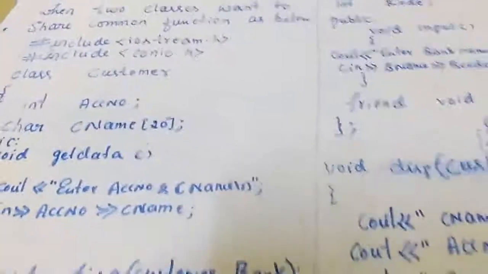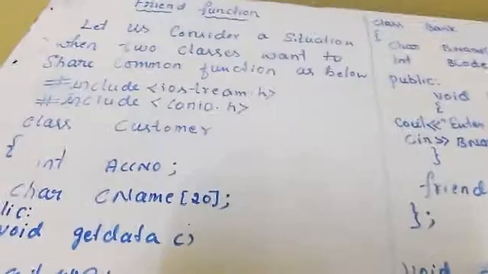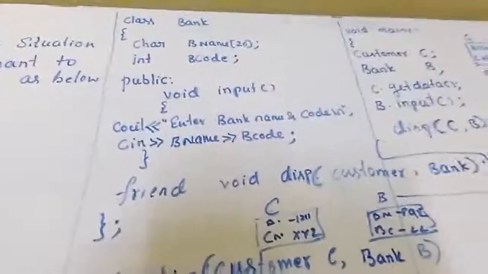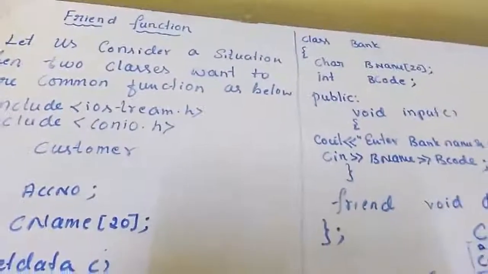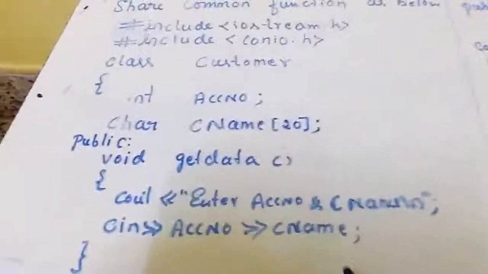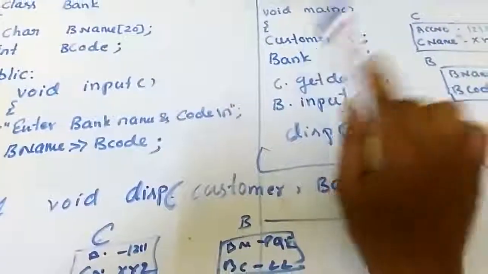One is customer, another one is bank. Customer has details like customer name and account number, and the class bank has branch name and branch code. Okay, so in those classes I have taken member functions, get data and input. From those member functions we can read data. This is the way. You know that get data is a member function of the customer class.